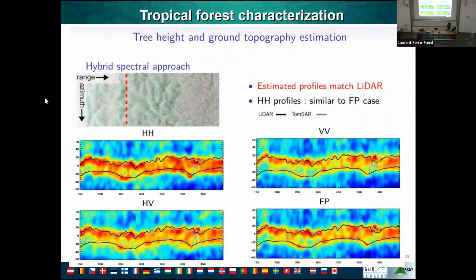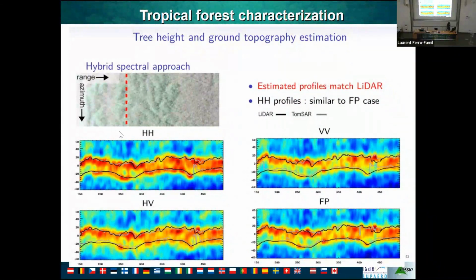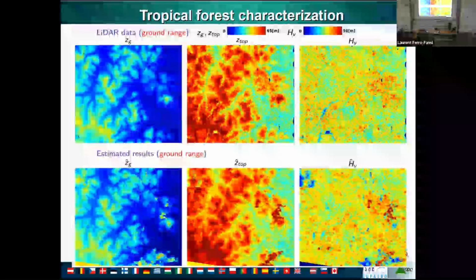Why? Okay, let's say why. All the polarizations have a large response for the forest canopy, which is very random. It's like a big volume, but on the ground, double bounce scattering is a very dominant scattering mechanism, and it is well seen in HH and not so much in VV.